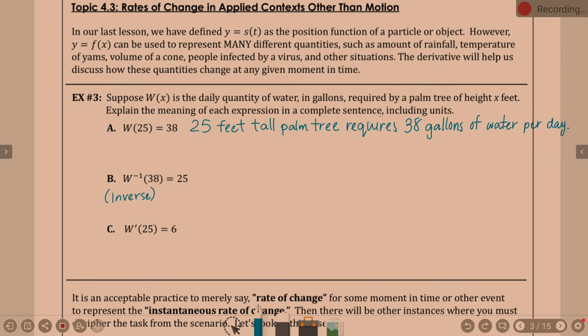Okay, so my wording here in my notes: when a palm tree requires 38 gallons of water per day, the palm tree is 25 feet tall. So my input here to the equation is the 38. The output is the 25, and so that's the distinction here.